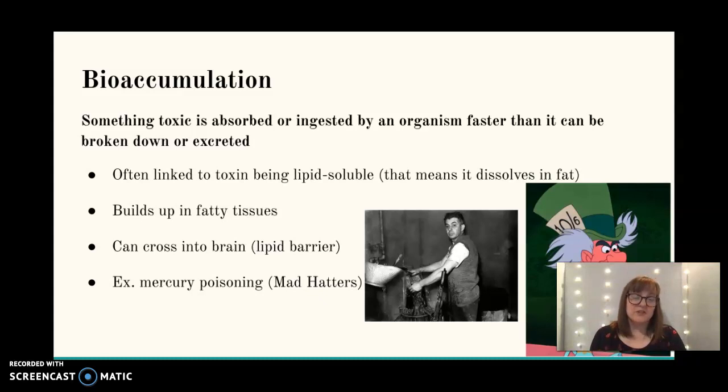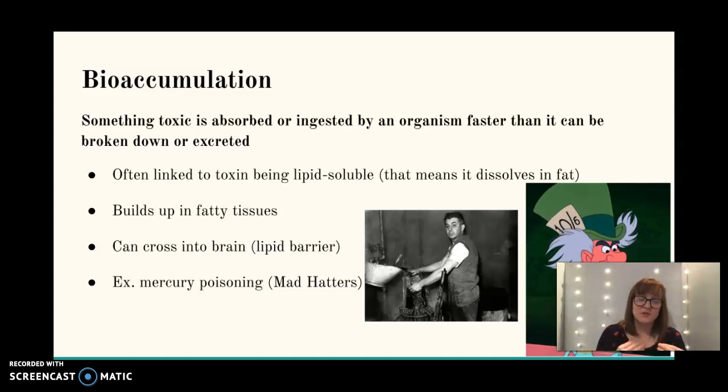Bioaccumulation is when something toxic gets absorbed or ingested inside of a body faster than it can be broken down or excreted. So this is often linked to toxins being soluble in lipids, which is our fat. So if it is soluble in our lipids, it stays there forever. Now our fat, we can increase and we can decrease, but it never actually goes away. We don't actually poop it out. So when that doesn't go away, it's staying inside of our bodies.